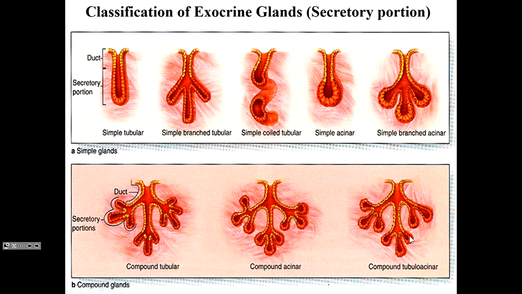Okay, so that's how we classify glands. On the duct, is it simple or compound? And on the secretory portion, is it tubular or acina? And if the tubular part or the acina part is branched, it's a branched tubular or a branched acina. And sometimes the tubular part can be straight or coiled. Okay?